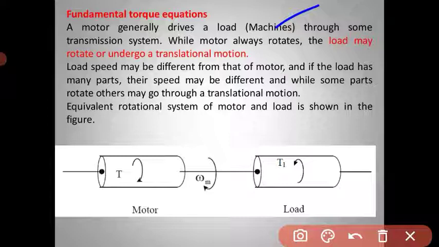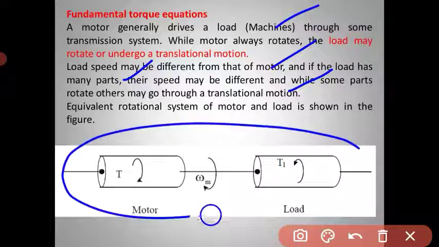Here the load speed may be different from that of the motor, and if the load has many parts, their speeds may be different, and while some parts rotate, others may go through a translational motion. Later I will discuss what is translational motion. Let us first get the equivalent rotational system of motor and load.